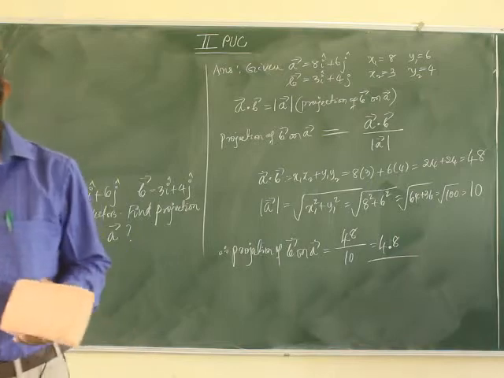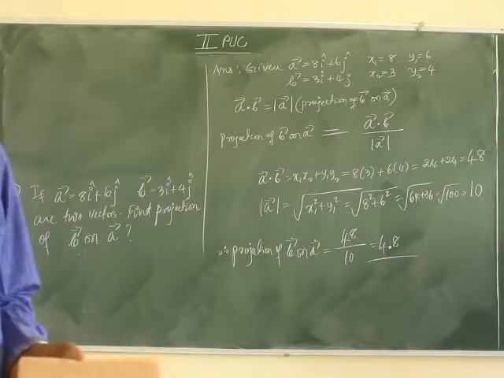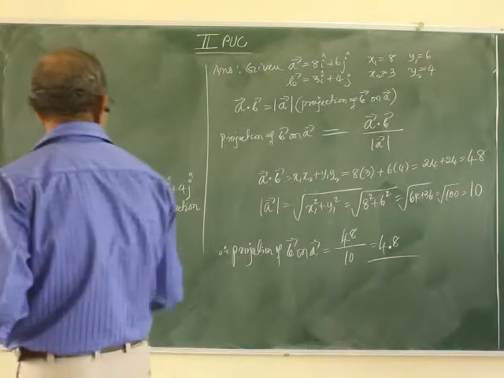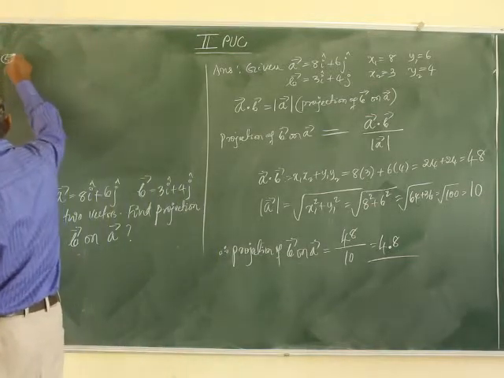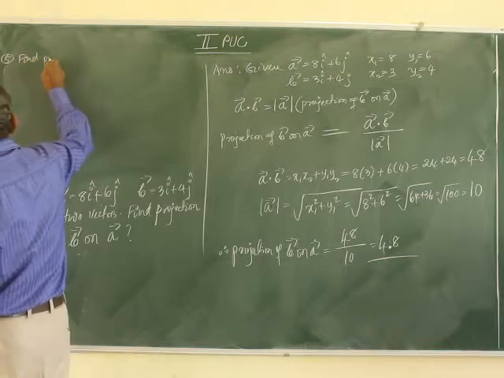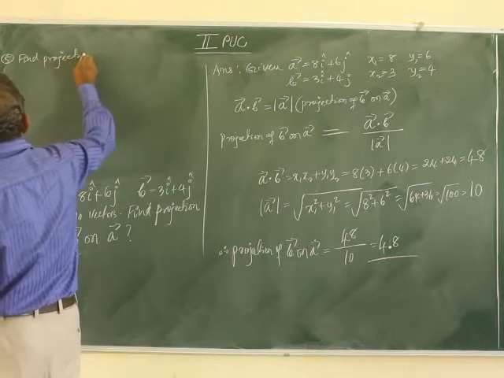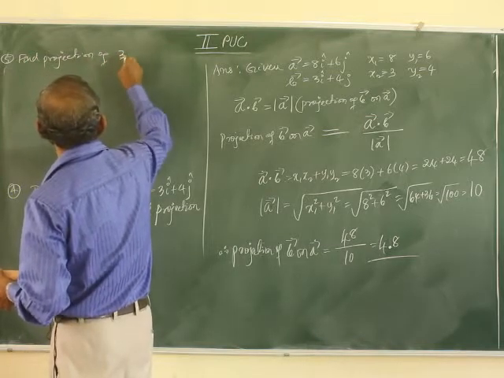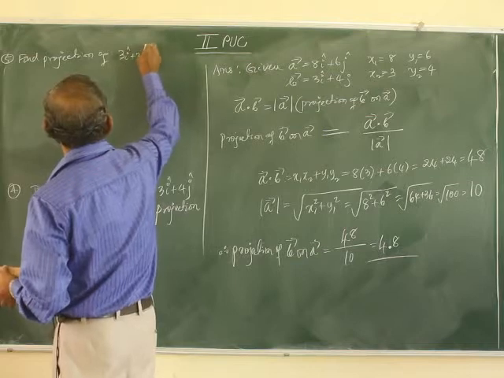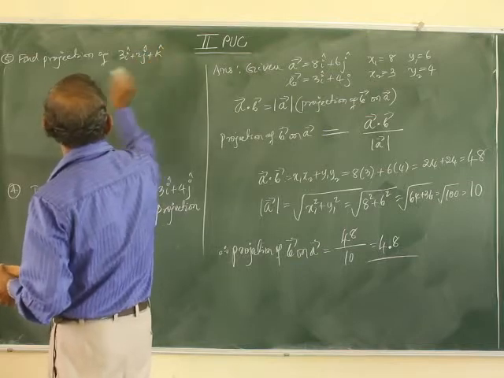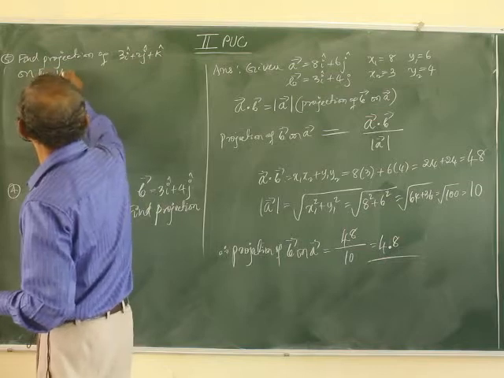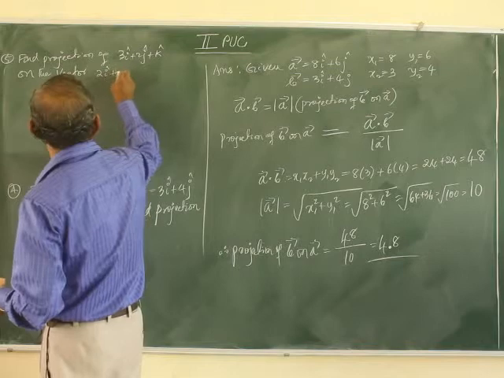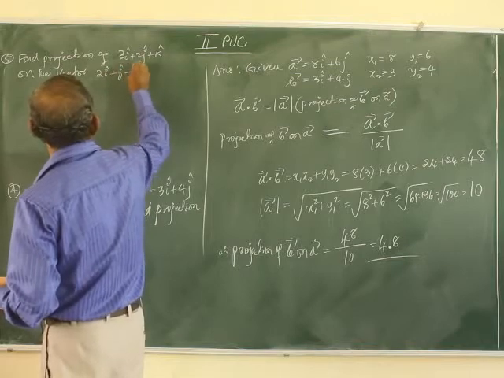After the definition, the second one is its geometrical meaning. The third one is a formula to find A dot B. Let me take one more. Problem number 5. Find projection of 3i plus 2j plus k on the vector 2i plus j minus k.